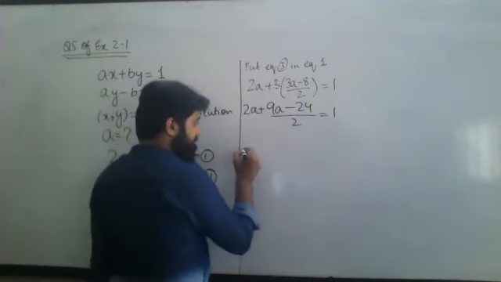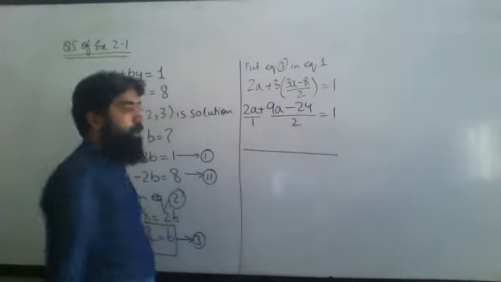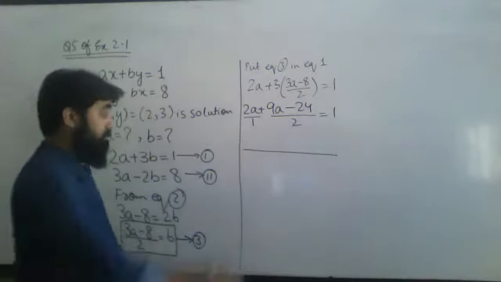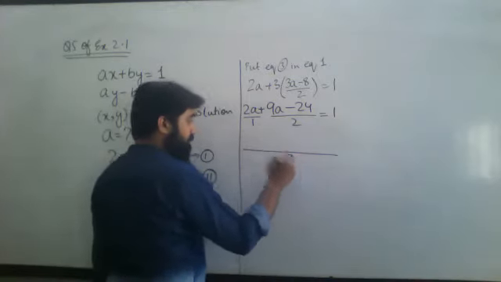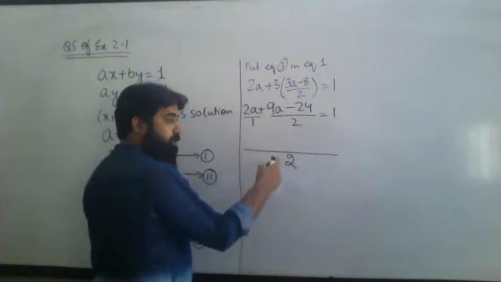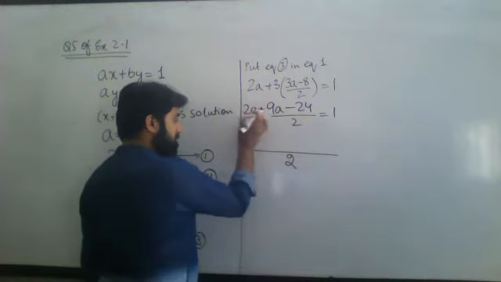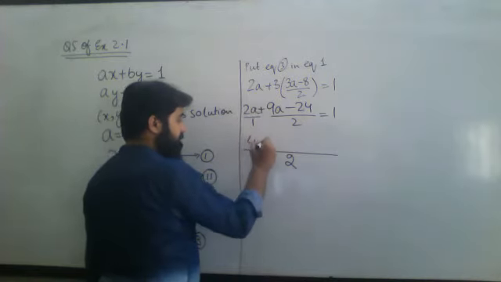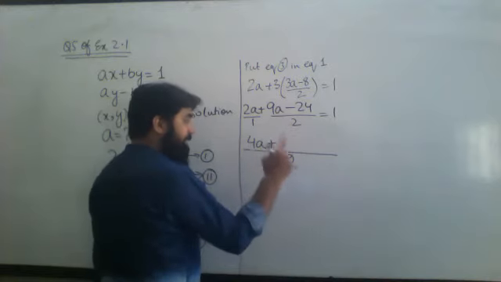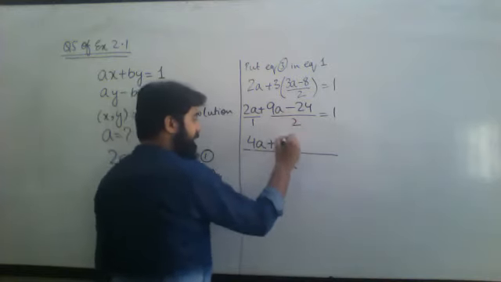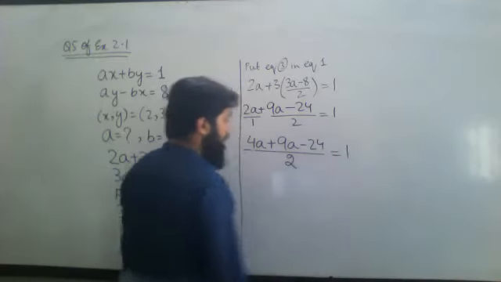Doing LCM, what is the coefficient over here? 1. Okay, so the denominator is 1. So 1 multiplied by 2 is 2. 1 2s are 2, so I will multiply 2 over here. That will become 4a. 2 1s are 2. So 1 will be multiplied by this, 9a minus 24 equals to 1.